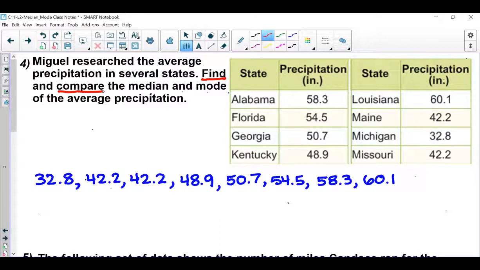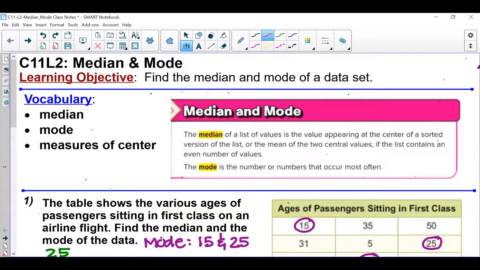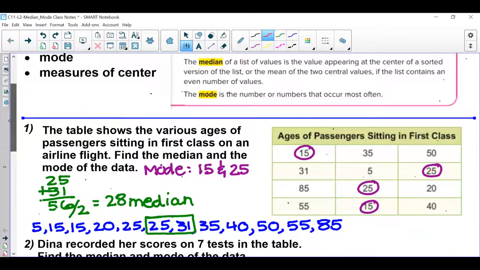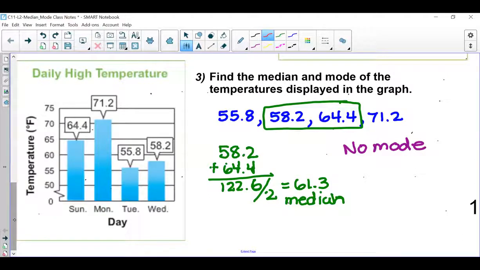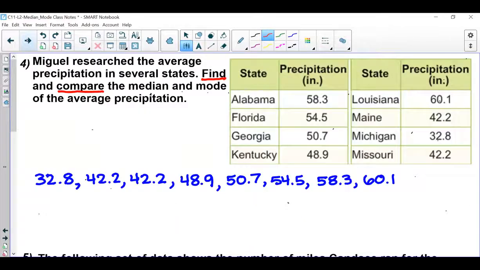Chris, ask your question. How come on number 3 you don't have a mode? Because, remember what mode said. It is the number or numbers that are most occurring. I only have one 64.4, one 71.2, one 55.8, and one 58.2. So there's no mode. Does that make sense? Yes. Thank you for asking that question.